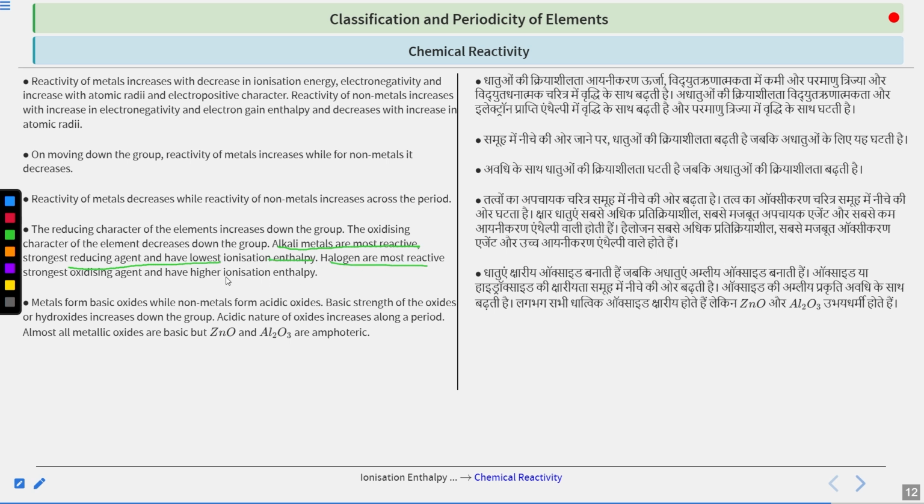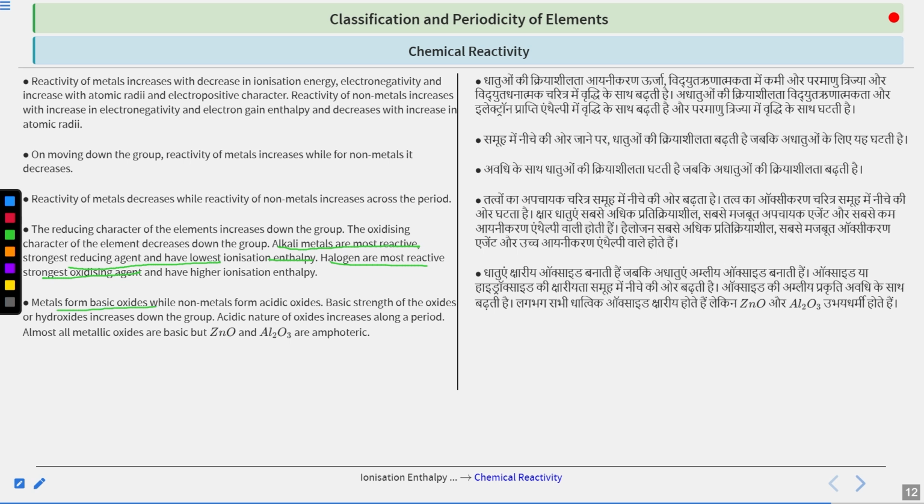Now alkali metals are the most reactive metals, the strongest reducing agents, and have the lowest ionization enthalpy. Whereas halogens are the most reactive non-metals and the strongest oxidizing agents. Very obvious, because when an alkali metal loses an electron, it easily gets the noble gas electronic configuration, and it is oxidized easily and reduces the other element easily. In the case of the halogens, they are more reactive because they easily accept electrons, and therefore have a greater oxidizing character.